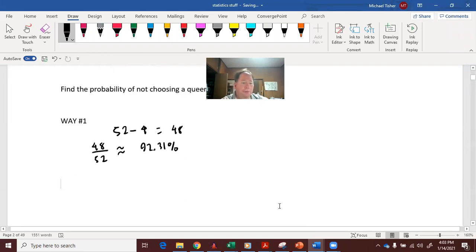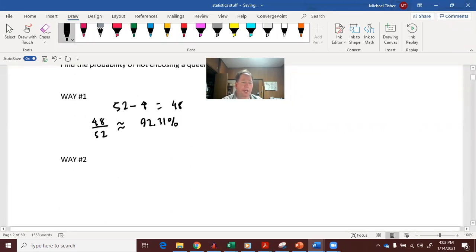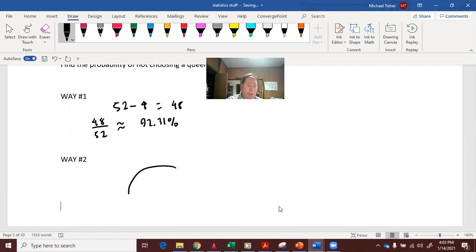Okay, let's do way number 2. For way number 2, the idea is to start out with all of the cards. There's all the 52 cards. And we know that 4 of them have queens, right? 4 of them are queens, okay? Now, basically, in a deck of 52 cards, either you are a queen or you are not a queen. And so we'll put the queens here, which are just 4 of them in this deck, in this space right here, which means the other section here will be not Q.